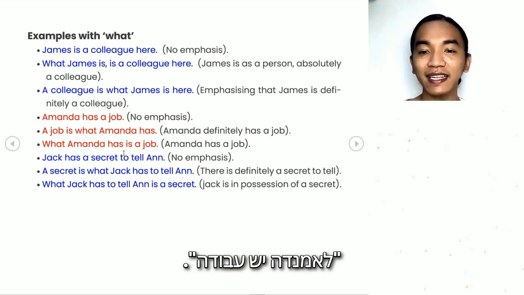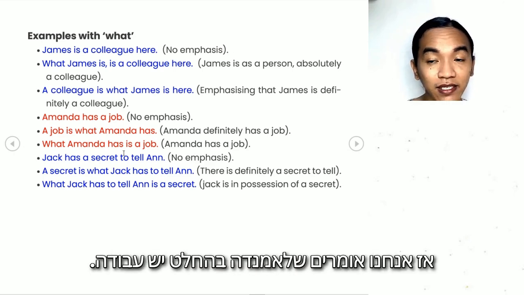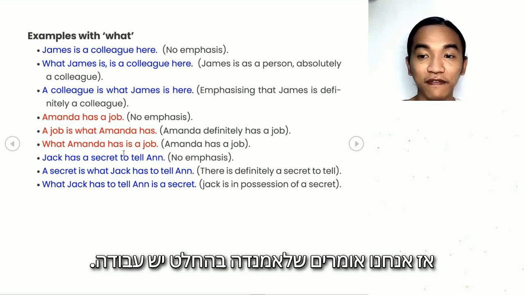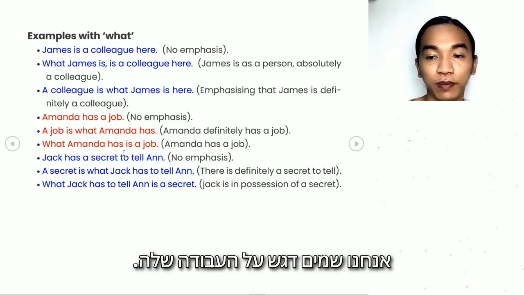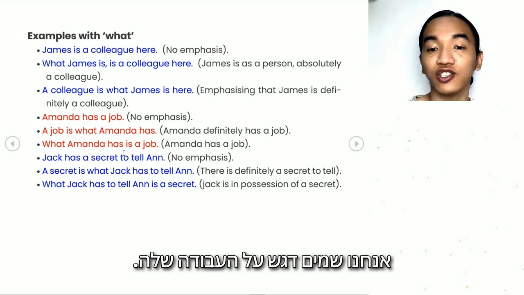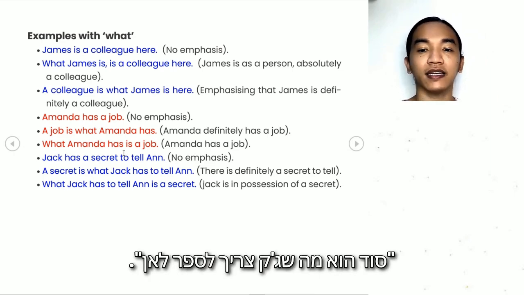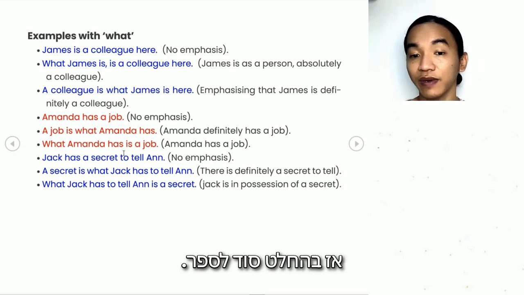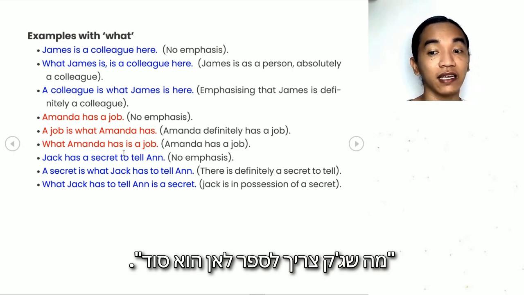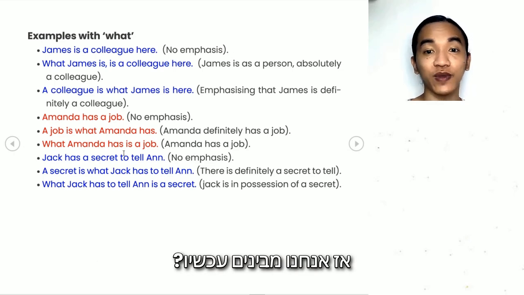So next one, Amanda has a job. So there's no emphasis to that. A job is what Amanda has. So we are saying that Amanda definitely has a job. What Amanda has is a job. So Amanda has a job. We're putting emphasis on her job. Jack has a secret to tell. So normal sentence, no emphasis. A secret is what Jack has to tell Anne. So definitely a secret to tell. What Jack has to tell Anne is a secret. So Jack is in possession of a secret. We are emphasizing that Jack has a secret. Okay? So do we understand?